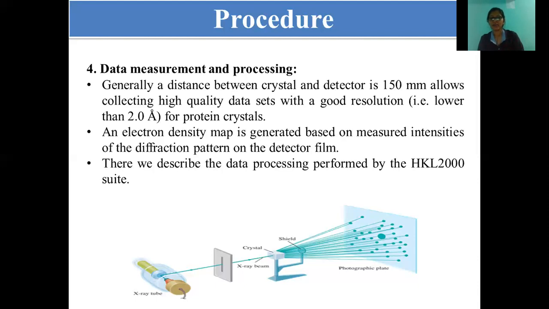In this we saw what X-ray crystallography is, what the need for X-ray crystallography is, and what the procedure and mechanism of X-ray crystallography are. Hope you understand all of this, and it will be beneficial for your examination.